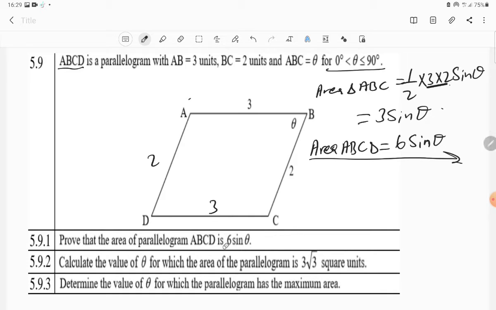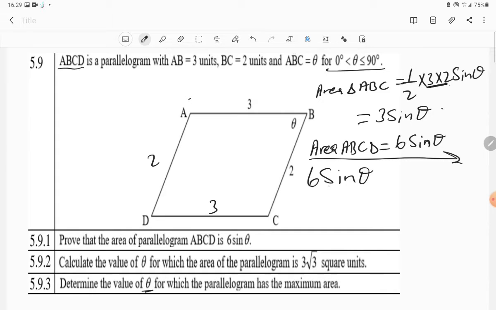Now, let's come to number 3. Number 3, determine the value of theta if the parallelogram has the maximum area. Let's remember the area that we have: 6 sine theta. If this area is at maximum, the idea is 1. If you want to try it, you can pause the video, but the idea is 1.